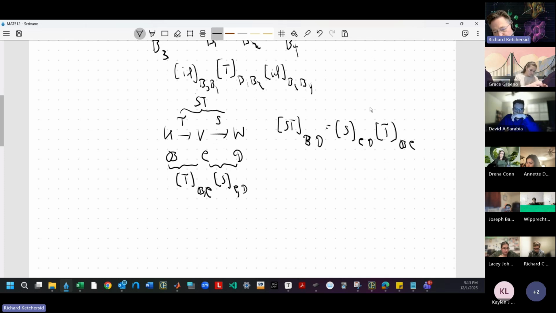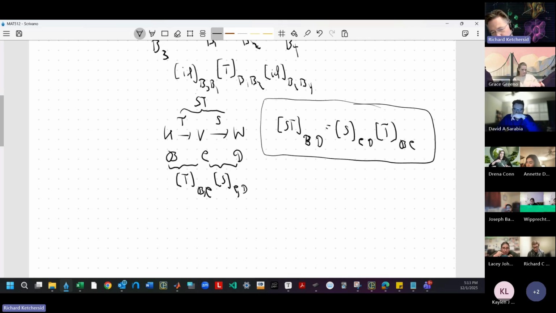And what the theorem says is, if I want the matrix for the map going all the way from U to W with respect to the bases B and D, I can take the matrix for the map going from U to V, that's this one, going from basis B to C, and then this one, which is going from V to W, going from basis C to D. If I multiply these two matrices together, I get the matrix for the composition ST using the basis B and D. Okay, so that's a mouthful.